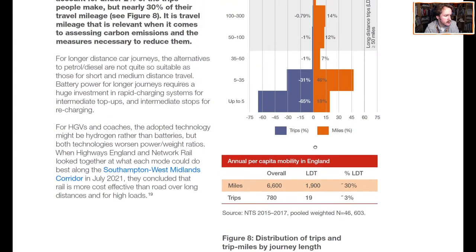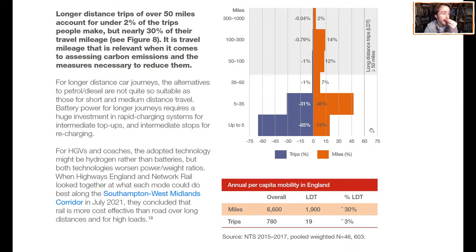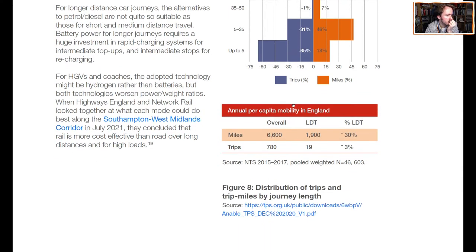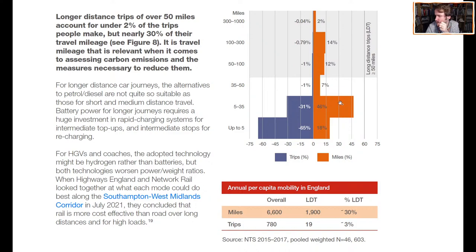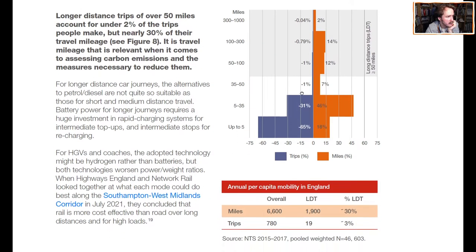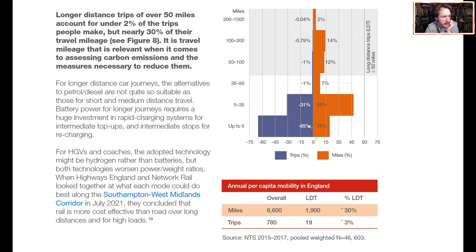So this is a distribution of trips and trip miles by journey length, annual per capita mobility in England. So this is looking at trips. The majority of trips, a good chunk, are... let's see, what is this saying? Why is it saying minus 65%? I don't fully understand that. I don't fully get what this graph is saying, actually. This is a really bad graph. It's not communicating anything very clearly. I think it's possibly saying that there are lots of trips, but not that many miles. I think it's trying to do the balance of trips versus miles, but it's just not doing it in a very clear way.